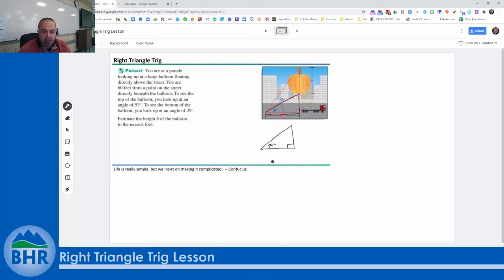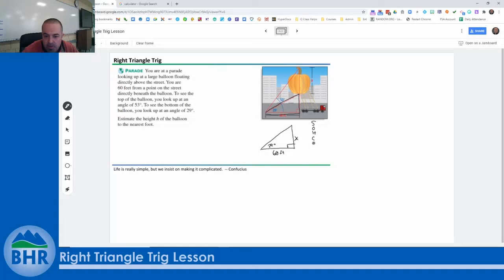This is 60 feet. Okay, and notice that it doesn't have a variable here, so they used h up there. I'm going to use this as x. All right, so let's work this around our protocol.